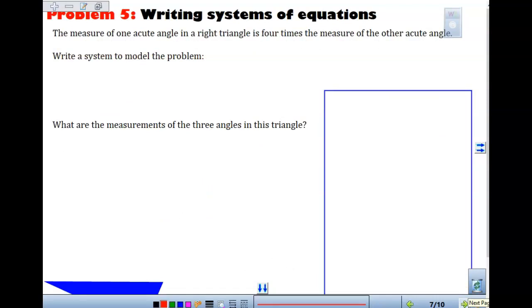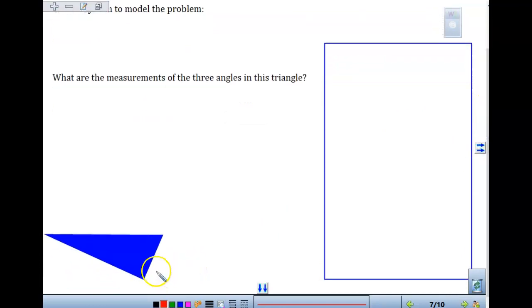Okay? So, as I am taking a look, Lee, would you please read for us? The measure of one acute angle in a right triangle is 4 times the measure of the other acute angle. So if we take a look at this, they have this right triangle down here. Please put your right angle. That's how many degrees? 90.